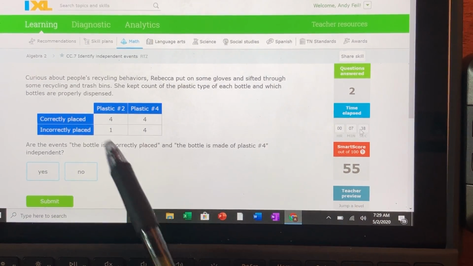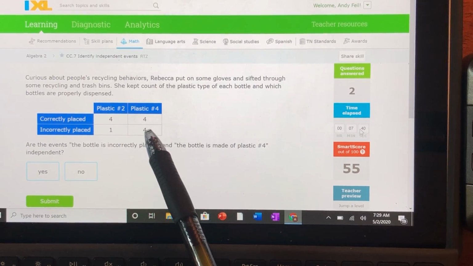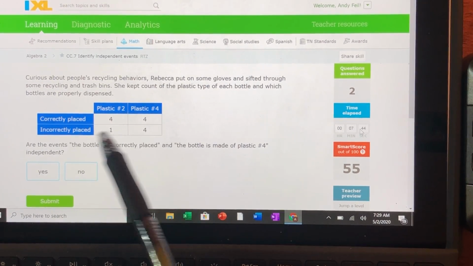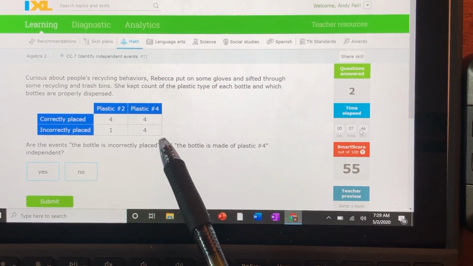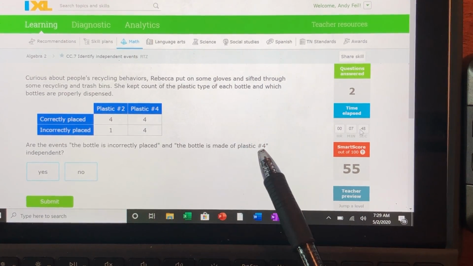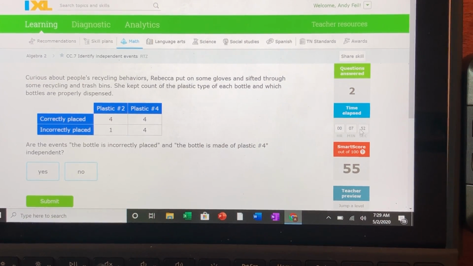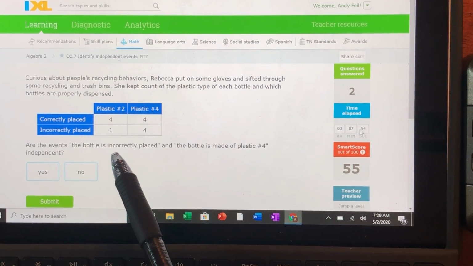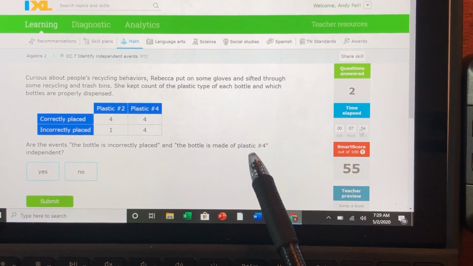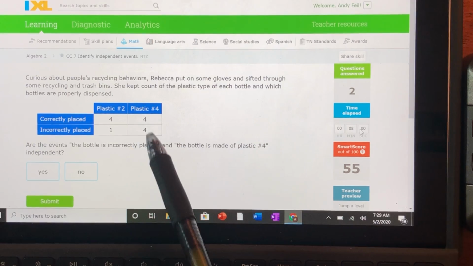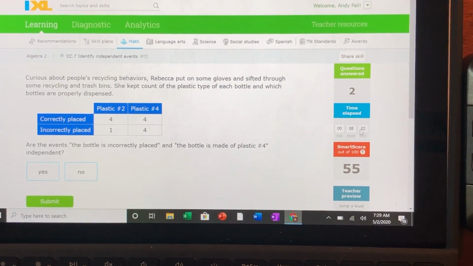Okay, well, what is the probability that the bottle is incorrectly placed? Well, how many things are in the sample space here? We've got 4, 4, 4, and 1. That's 13. So you've got incorrectly placed, that's 5 out of 13. And the bottle is made of plastic number 4, that's 8 out of 13. And what's the probability that they are both incorrectly placed and made of plastic 4? Well, that would be 4 out of 13.